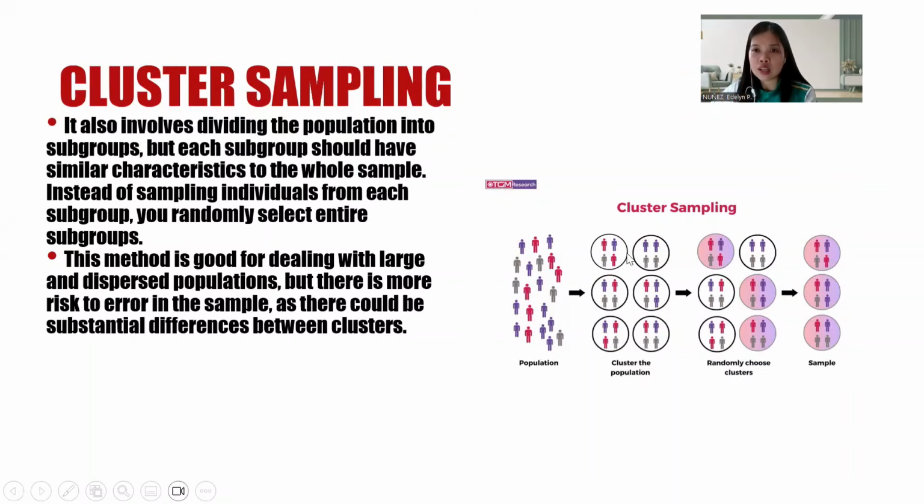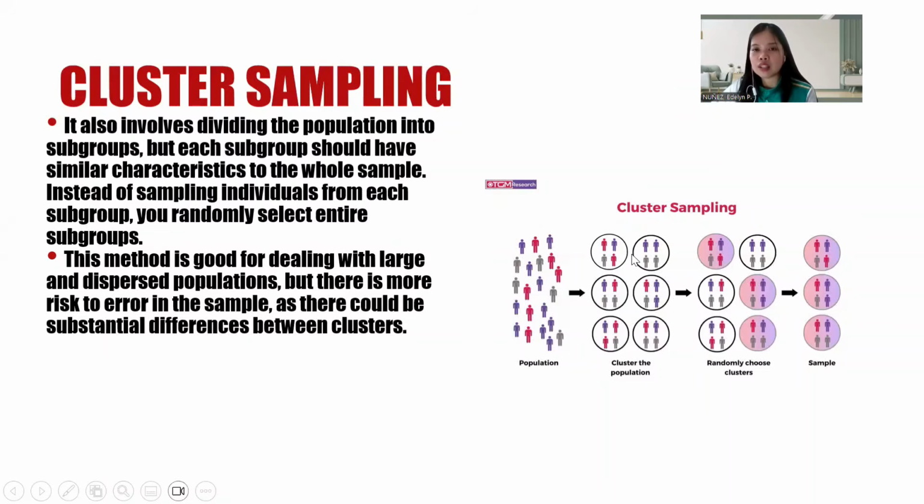So in this case, the one that has been selected is this one, and also this one. So we have 3 groups, 3 clusters as part of the sample. So it involves dividing the population into subgroups. There are still subgroups, but each subgroup should have similar characteristics to the whole sample.